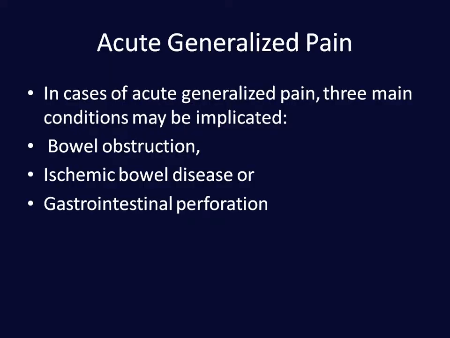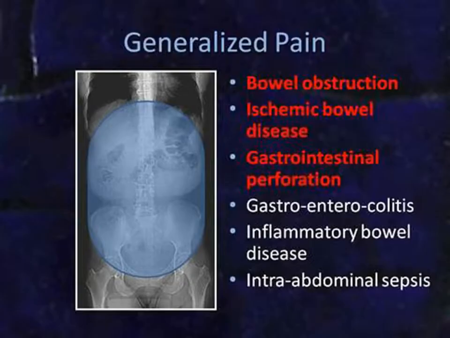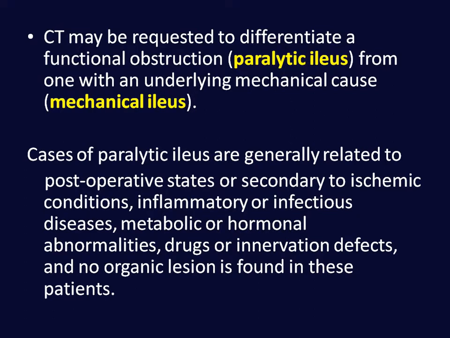Acute generalized abdominal pain: there are three main conditions that are most common, including bowel obstruction, ischemic bowel disease, and gastrointestinal perforation. Other causes include gastroenterocolitis, inflammatory bowel disease, and intra-abdominal sepsis. CT may be requested to differentiate functional obstruction, yani paralytic ileus, from one with an underlying mechanical cause, mechanical ileus. Causes of paralytic ileus are generally related to post-operative states or secondary to ischemic conditions, inflammatory or infectious disease, metabolic or hormonal abnormalities, drugs, innervation defects, and no organic lesion is found in these patients.